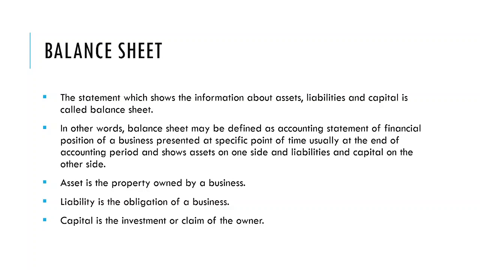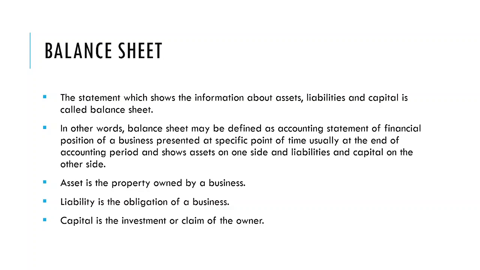So here it says the statement which shows the information about assets, liabilities, and capital is called the balance sheet. In other words, a balance sheet may be defined as an accounting statement for the financial position of a business presented at a specific point of time, usually at the end of the accounting period, and shows assets on one side and liabilities and capital on the other side.